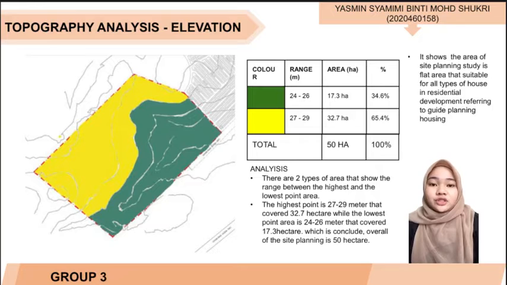After that, the range of yellow color is 27 to 29. The area is 32.7 hectare and the percentage is 65.4%. The total of area is 50 hectare and the percentage is 100%.